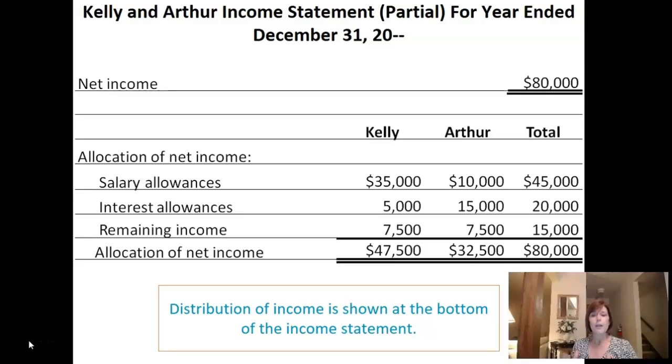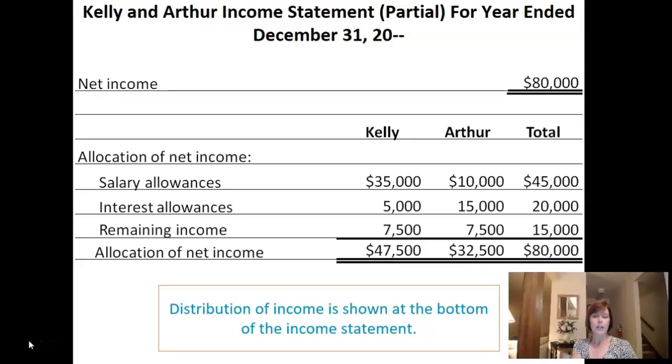So now we have to take that net income figure on our income statement and create an allocation section so that it's clear for those that are relying on our financial statements how that net income was attributable to each of the partners. So you can see in this case we had net income of $80,000.